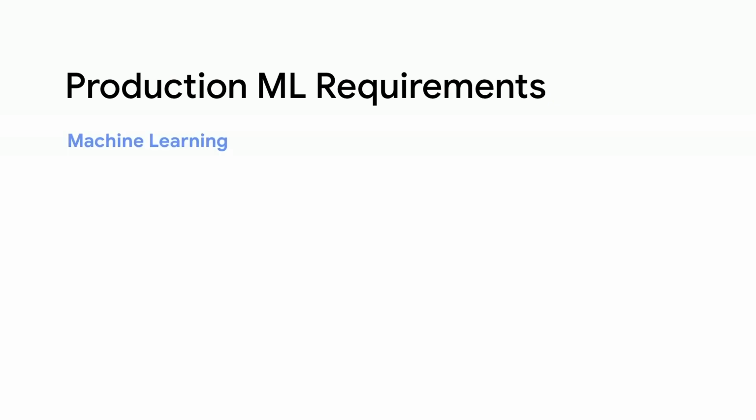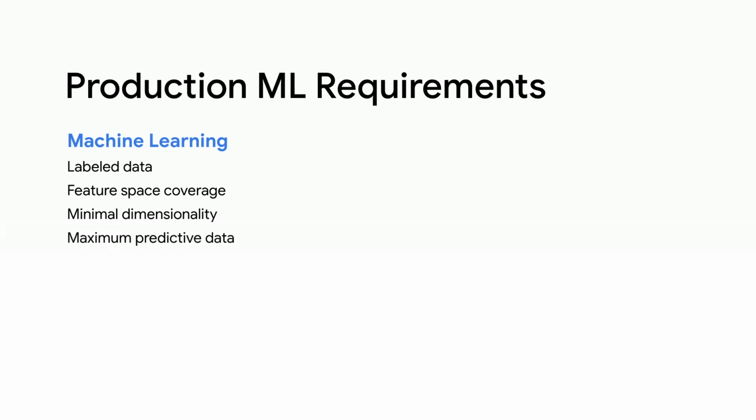Well, first, we know that we have all of the requirements of any machine learning application, which includes things like getting labeled data to train the model, making sure that it covers the feature space, minimizing dimensionality while maximizing the predictive information in the data, and then other considerations like fairness and rare conditions, especially in fields like healthcare. But we also need to think about the life cycle of the data. How long is it still valid? And whether it contains sensitive information.